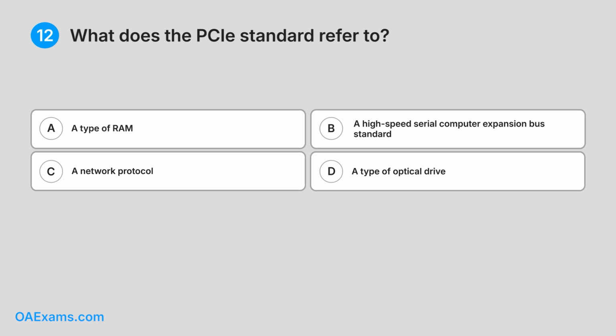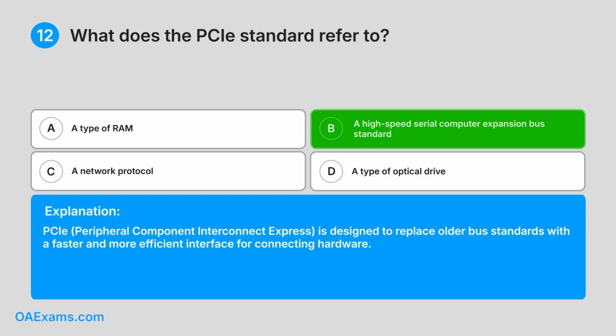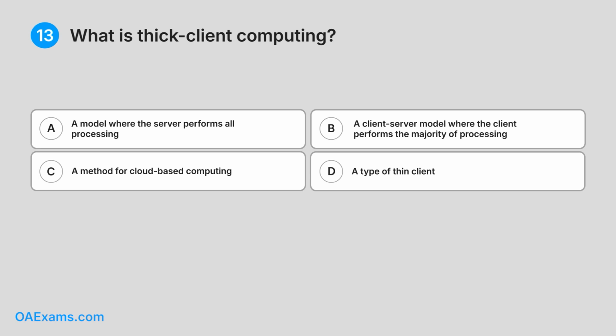Correct answer. B. A high-speed serial computer expansion bus standard. Explanation. PCIe, Peripheral Component Interconnect Express, is designed to replace older bus standards with a faster and more efficient interface for connecting hardware.